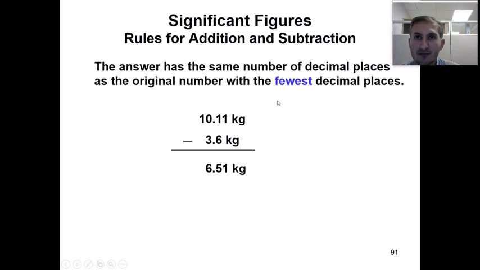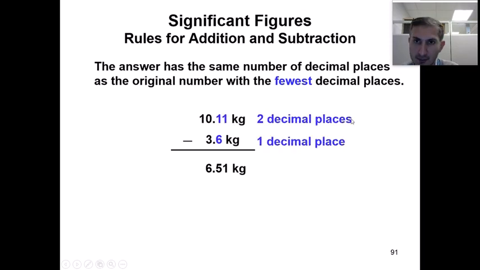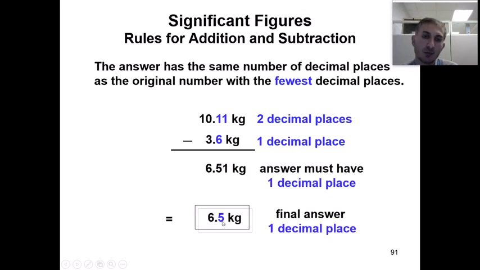But the rule says fewest decimal places. The first number has 2 decimal places. This number has 1 decimal place. The fewest decimal places is 1, so we should report our final answer with 1 decimal place. That means 6.5, and we need to drop 1. If this digit is 5 or greater than 5, we need to round it up. So the correct answer is 6.5 because it has 1 decimal place.